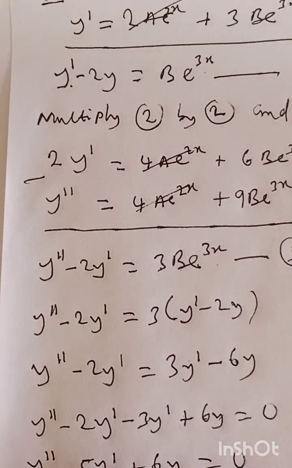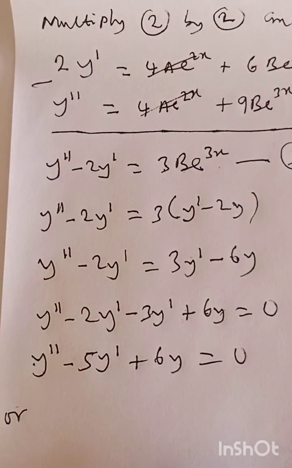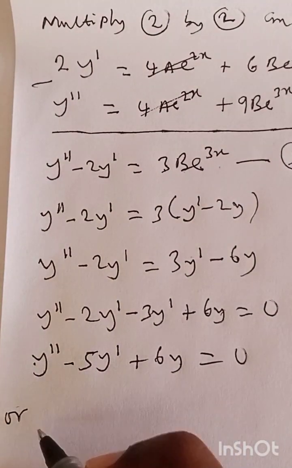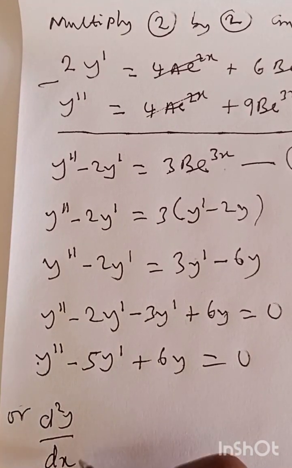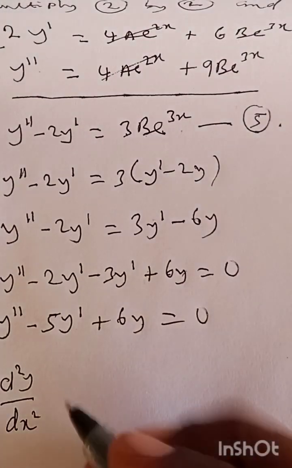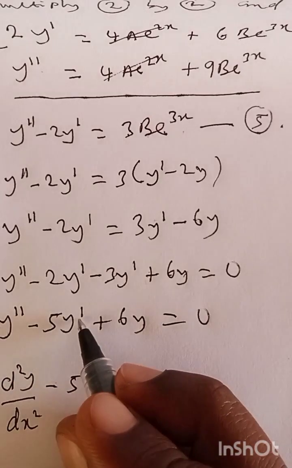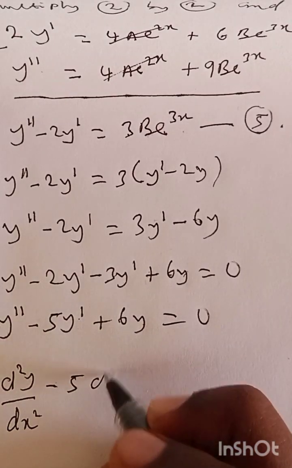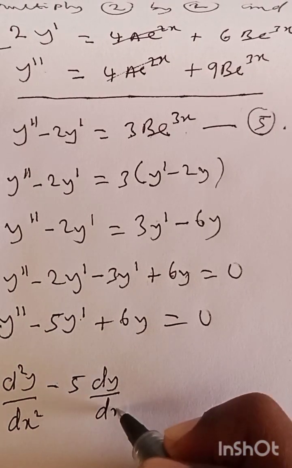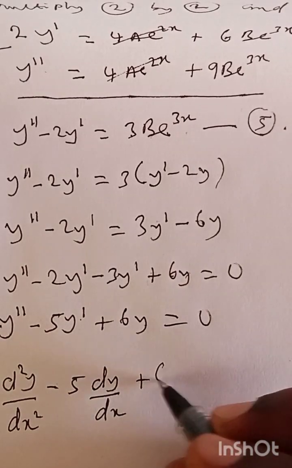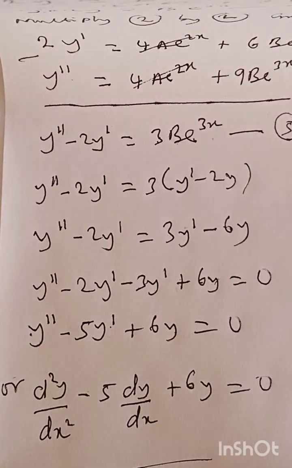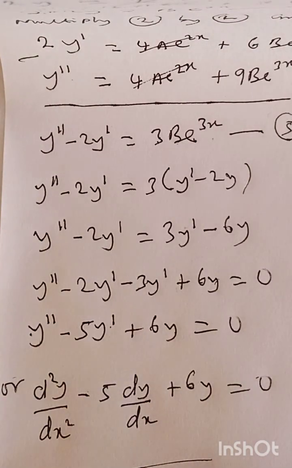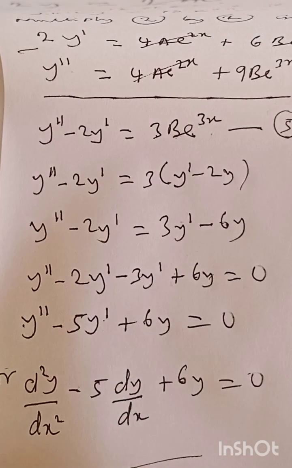This can be rewritten as, this is the second derivative, it is the same thing as d square y by dx square. Then minus 5, here y prime is the first derivative, which is the same thing as dy over dx, then plus 6y equals 0. So you see now the arbitrary constants have been eliminated. So this is the resulting differential equation. Thank you.